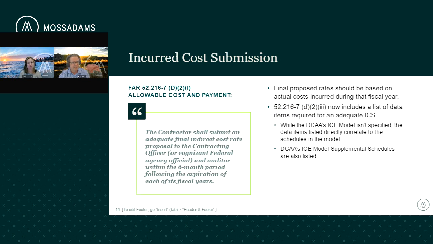And then, if we get into just kind of an overview here, we're looking at the incurred cost submission and what part of the FAR to focus on: FAR Part 52.216-7, and this really covers allowable costs and payment. So it mandates that contractors must submit an adequate final indirect cost rate proposal to the contracting officer or the relevant federal agency within 6 months after the end of their fiscal year.